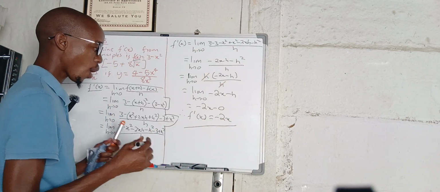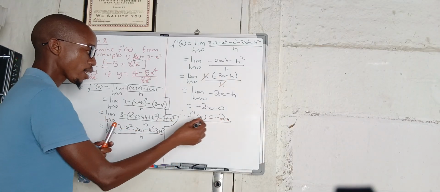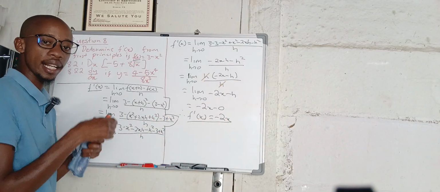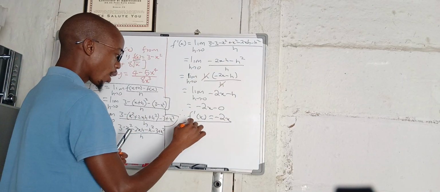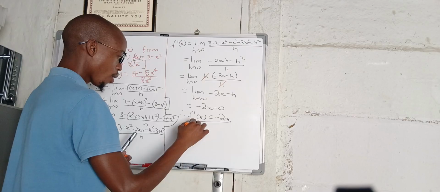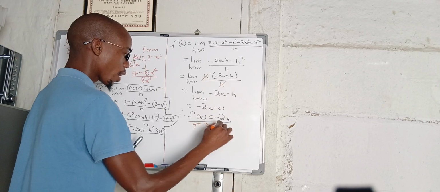How do you check if your answer is correct? You used first principles to get to this answer, right? So now I'm going to just derive it, differentiate it without using first principles. We are given that y is going to be 3 minus x squared.